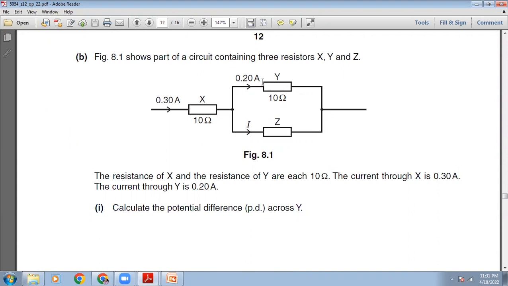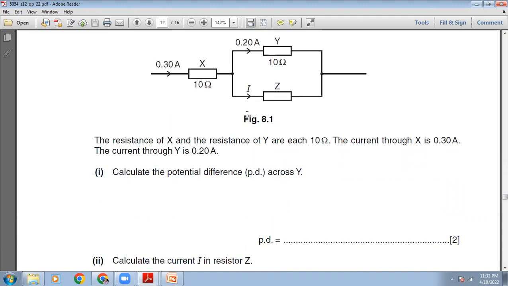I know the current flowing through Y. I know the resistance of Y. So very easily we can find the voltage drop across Y. V equals IR, so you can use this formula. It's a 2 marks numerical. Let me show you my answer.